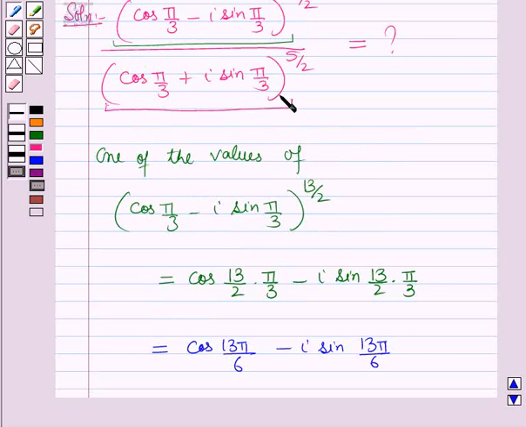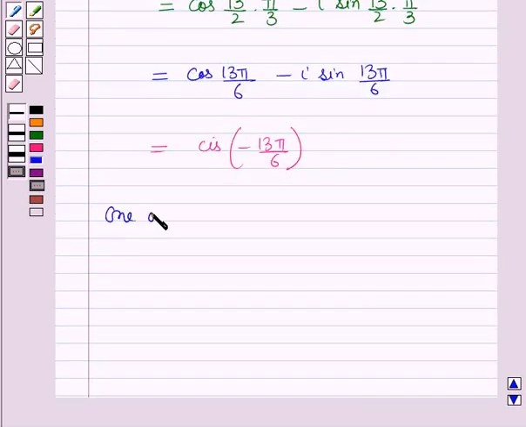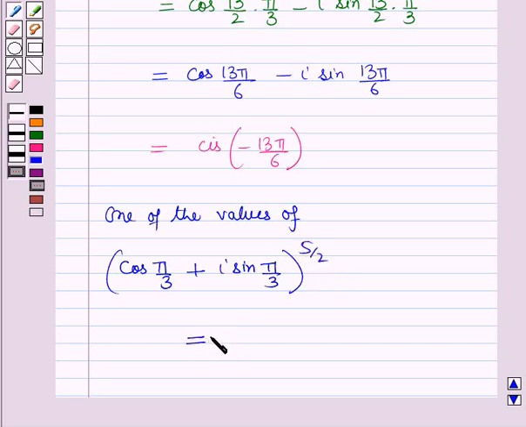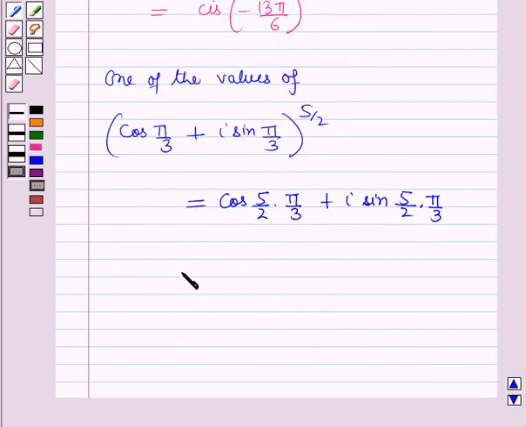Similarly, we will find one of the values of this. One of the values of (cos π/3 + i sin π/3) raised to the power 5/2 is equal to, now here n is 5/2 and θ is π/3. So it will be cos (5/2 × π/3) + i sin (5/2 × π/3). So this is equal to cos 5π/6 + i sin 5π/6. Now this can also be written as cis 5π/6.